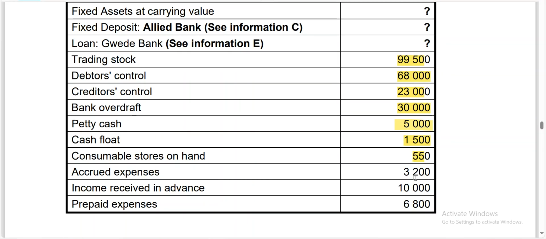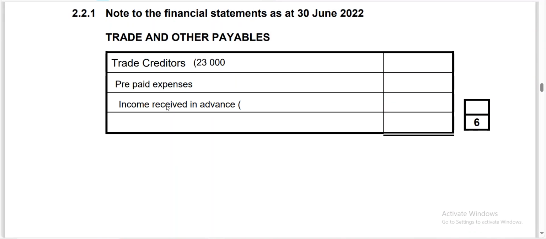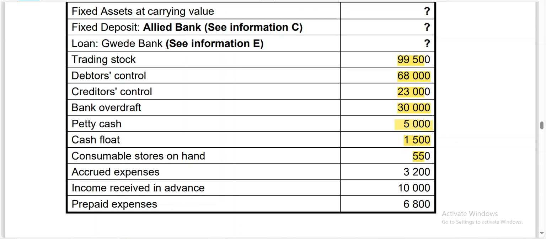Then we go to the next one. We have accrued expenses. Remember, accrued expenses is part of trade and other payables. Here, we are not supposed to have prepaid expense. We are supposed to have accrued expenses. They didn't say trade and other receivables, so we're going to say accrued expenses here. Okay, I forgot. So remember, guys, to always remember your notes by heart. It's supposed to be accrued expense, not prepaid expenses.